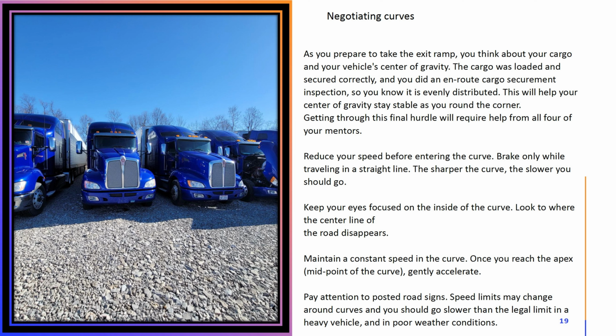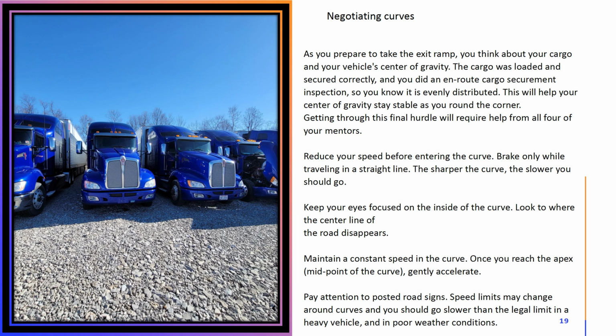As you prepare to take the exit ramp, you think about your cargo and your vehicle's center of gravity. The cargo was loaded and secured correctly, and you did an en route cargo securement inspection, so you know it is evenly distributed. This will help your center of gravity stay stable as you round the corner. Getting through this final hurdle will require help from all four of your mentors.